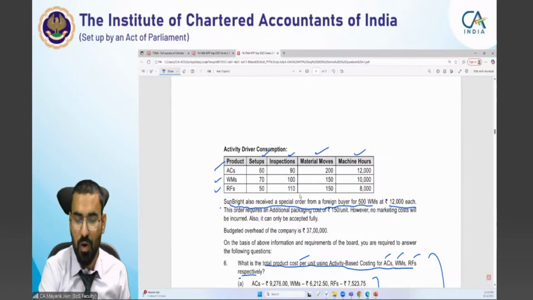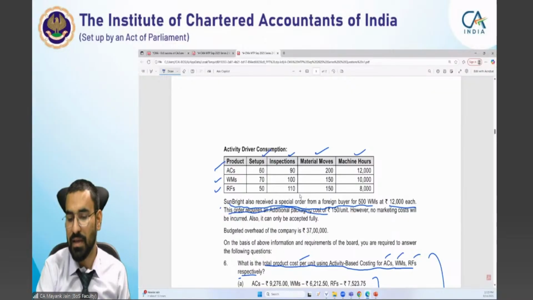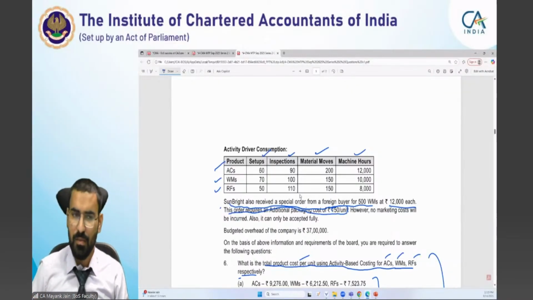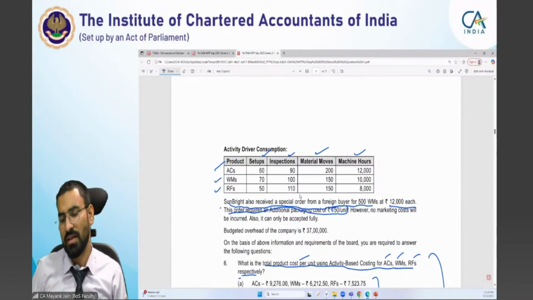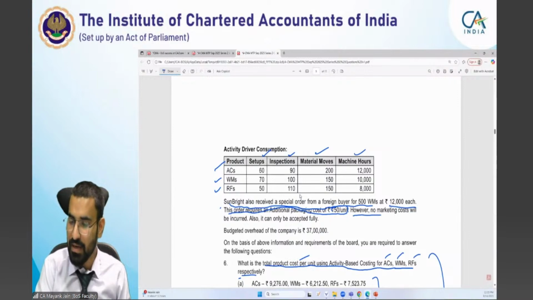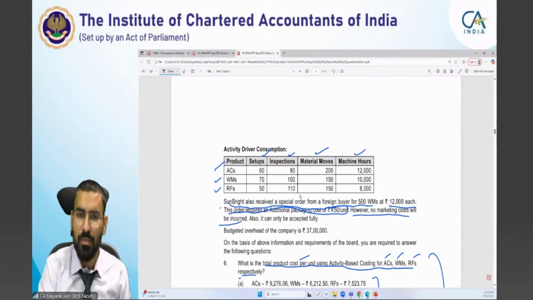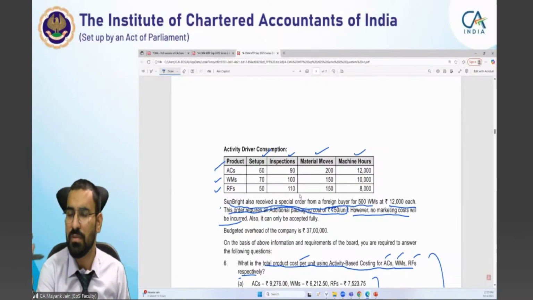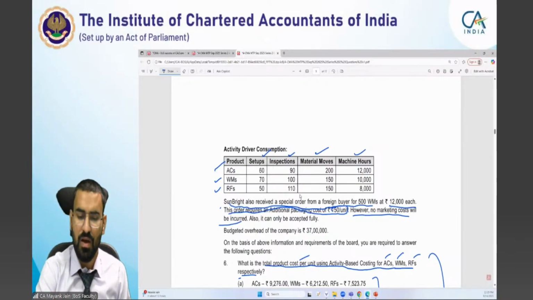So this order also requires an additional packing cost of 150 per unit. फॉरेन ऑर्डर है, हमें बाहर भेजना है, तो इसके लिए हमें एडिशनल पैकेजिंग करनी पड़ेगी, जिसका हमारा खर्चा आता है 150 पर यूनिट का. However, no marketing cost will be incurred. हमें कोई मार्केटिंग नहीं करनी है, ऑर्डर हमारे पास खुद आया है. इससे हमारी ऑटोमेटिक फ्यूचर मार्केटिंग होगी. Also, it can be accepted only fully.